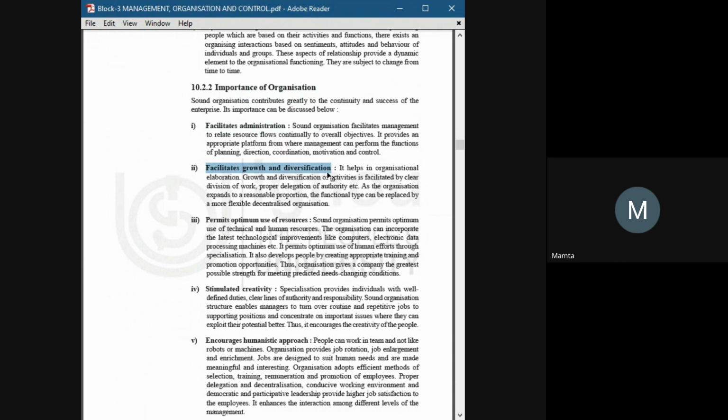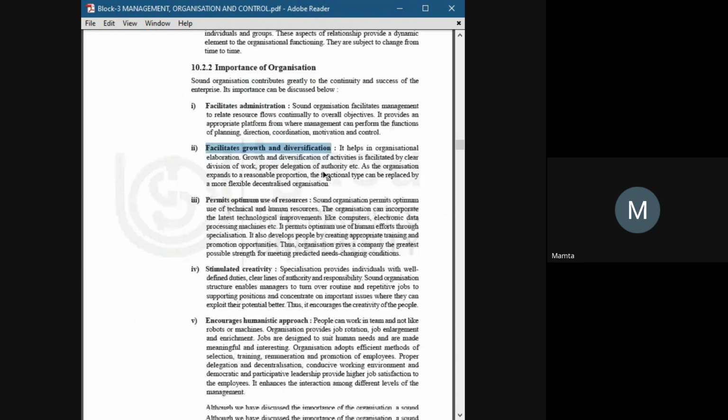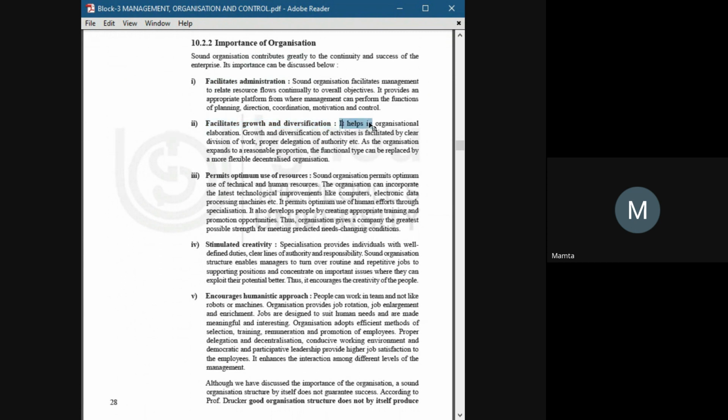It facilitates growth and diversification. How? Because it helps in organizational elaboration; growth and diversification of activities is facilitated by clear division of work, proper delegation of authority, and so on. So that's how it facilitates growth and diversification. It permits optimum use of resources. It will allocate resources to the employees and to the departments. So it permits the optimum use of resources.